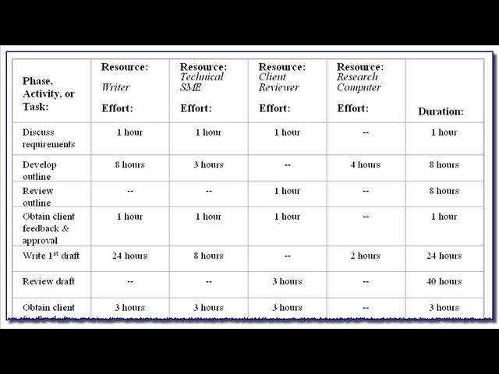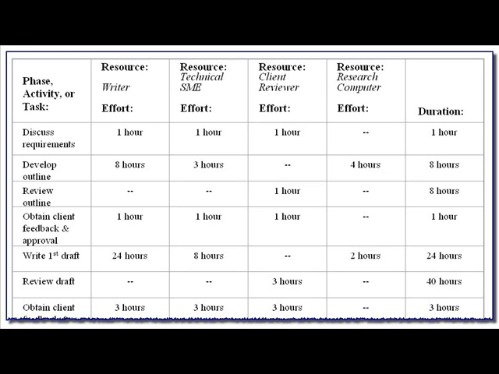So looking at the first task, discuss requirements. We have the writer working an hour, the technical subject matter expert an hour, and the client reviewer working an hour. They all get together for an hour, so that's a duration of an hour. The second task, develop the outline. The writer goes away for 8 hours. The technical subject matter expert we're estimating might be needed for 3 hours. We don't need the client at all, so that's blank. And the research computer, we budget to have it available for 4 hours. The duration, because the writer is working 8 hours, is overall 8 hours.